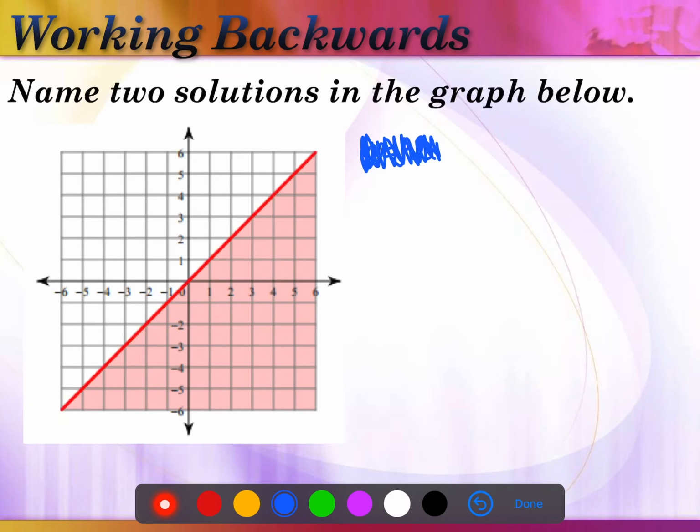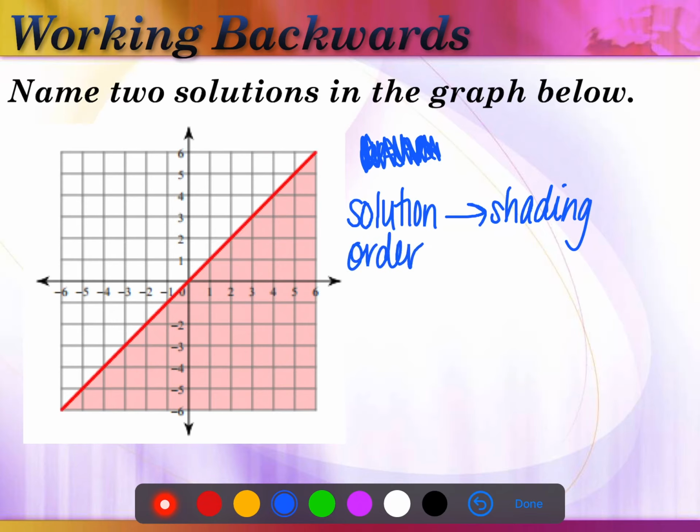That was just a mistake from when it jumped on me. All right, so now this says, from this completed graph, name 2 solutions. Okay, so we said before, solutions come from the shading. So if we pick any 2 ordered pairs, and these must be ordered pairs, any 2 ordered pairs that are inside the shaded region, that counts as a solution.